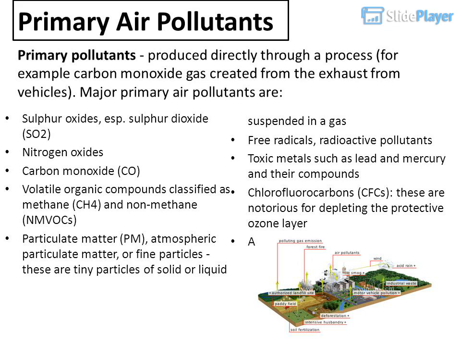Primary pollutants are produced directly through a process, for example carbon monoxide gas created from the exhaust from vehicles. Major primary air pollutants are sulfur oxides, especially sulfur dioxide, SO2. Particulate matter, PM, atmospheric particulate matter, or fine particles. These are tiny particles of solid or liquid suspended in a gas.